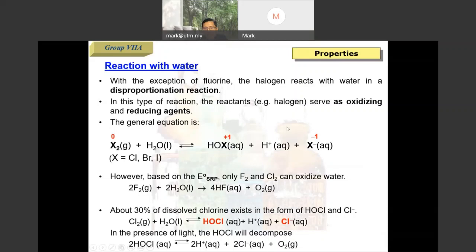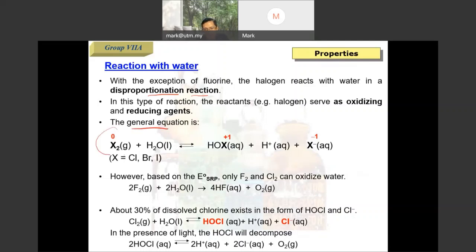It also, when it reacts with water, with the exception of fluorine, the halogen reacts with water in a disproportionation reaction. I believe I've mentioned disproportionation in our previous lessons. In this type of reaction, the reactant, for example the halogen, serves as both oxidizing and reducing agent. So let's look at this general equation.